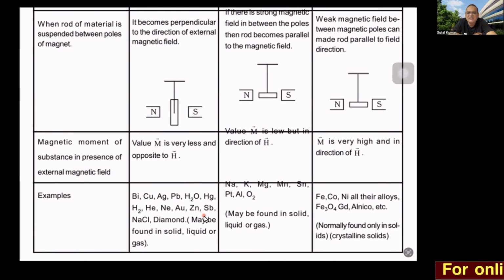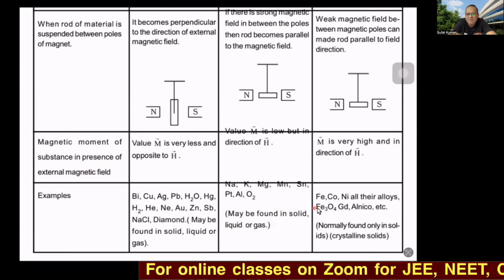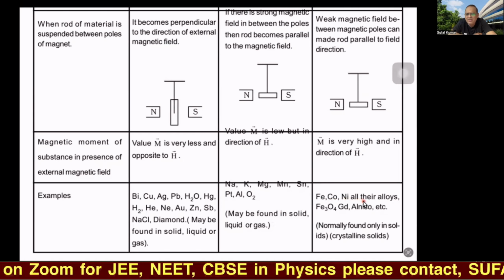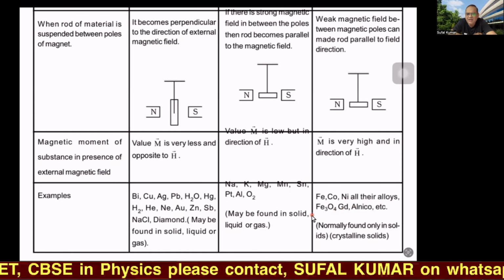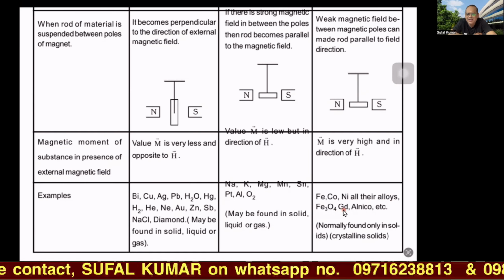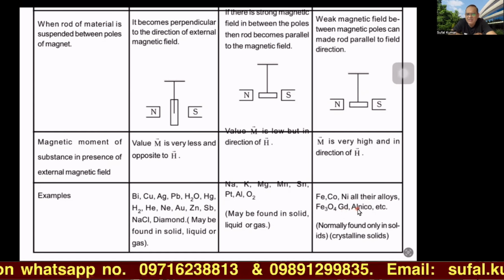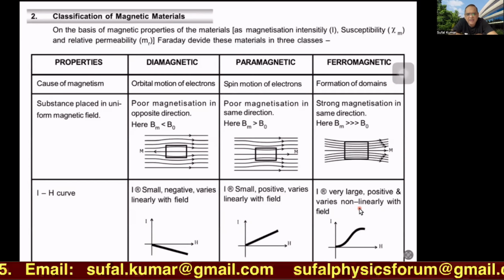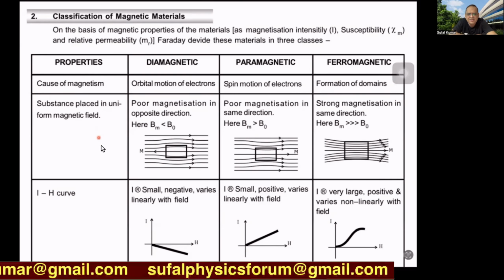And these are the examples. You can note it down for your reference. Interesting part is iron, cobalt, nickel, all their alloys, and then this Gd is gadolinium and this is alnico. So these are important.